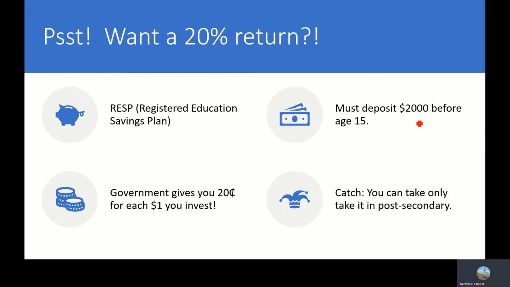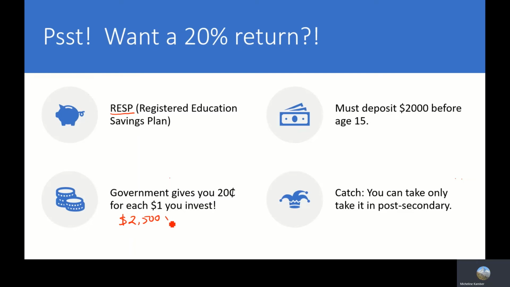Psst, I'll tell you guys a secret. How to get a 20% return. What you have to do is get a registered education savings plan. Now, you can contribute to one up until the age of 17. You must deposit $2,000 before age 15. The amazing thing is that the government will give you a free 20 cents for every dollar you invest. And that's up to your investments of $2,500 per year.